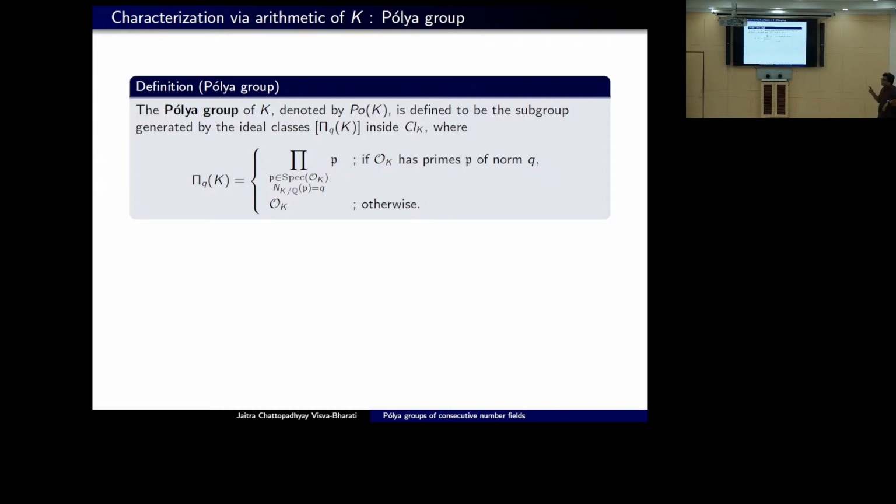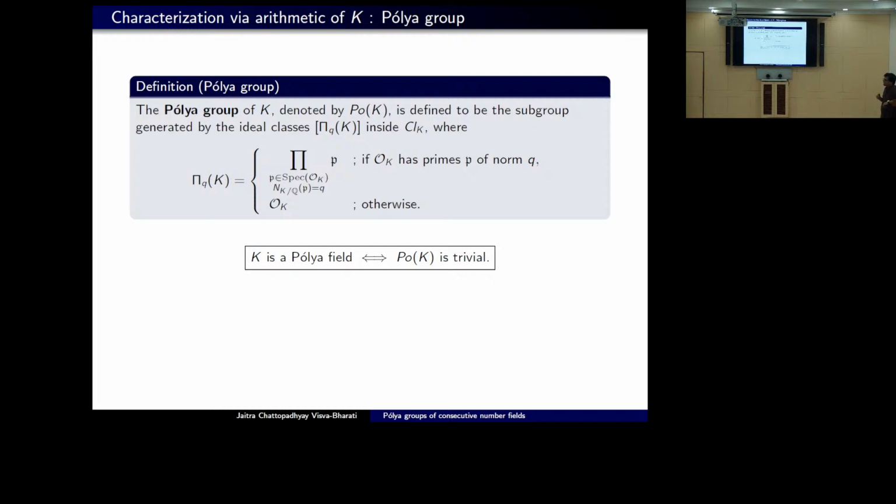Now, if Q is not a prime power, then certainly there is no prime ideal of that norm. So in that case, we define it to be the entire ring OK. Now, when we take the ideal class of OK, that is nothing but the trivial element inside the ideal class group. So that is not contributing anything non-trivial to that group. Now, notice that the definition of Polya group has nothing to do with the integer valued polynomial thing.